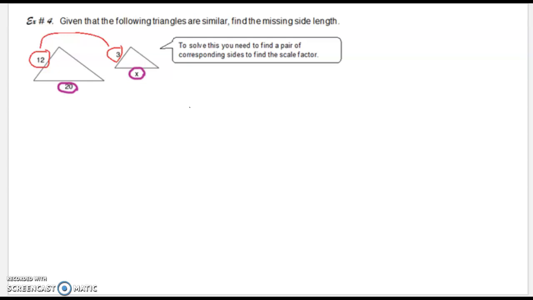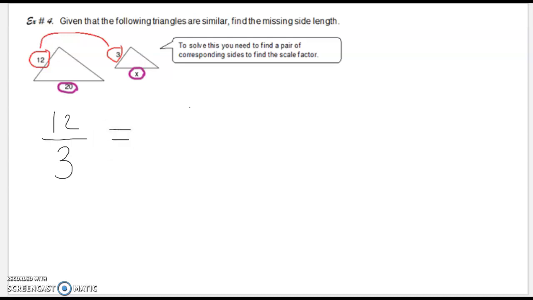So I always like to do big triangle on top, small triangle on the bottom, but whatever order you choose, you will get the same answer. So in this case, I'm going to have, I already highlighted it, 12 and the 3. So I'm going to put the big triangle on top, so I'm going to have 12. And then I'm going to divide it by the small triangle, and in this case, the number was 3.